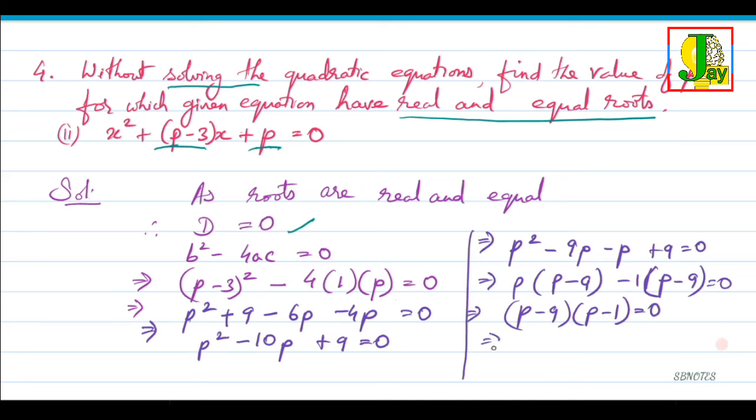So either p equals to 9 or p equals to 1. When we put separately p minus 9 equals to 0, that means p equals to 9, or p equals to 1. So these are the values of p when the roots are real and equal.